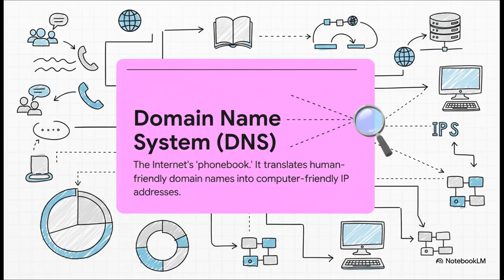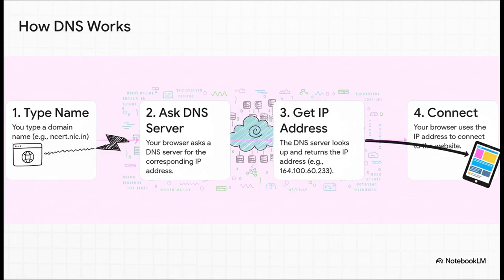Its one and only job is to translate the website names that we understand into the IP addresses that computers need. And this whole process, this quick little lookup, happens in the background in just milliseconds, every single time you click a link or type a web address. It's the invisible translation service that makes the internet actually usable for all of us.